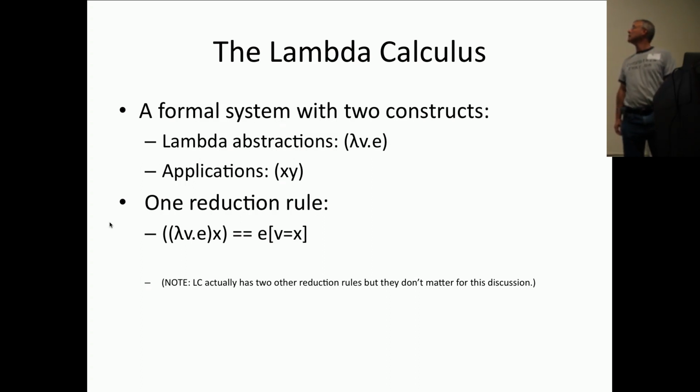It has lambda abstractions, which look like that, and applications, which in the original notation look like that, and one reduction rule that basically says to apply a lambda expression to an argument, you evaluate the expression part of the lambda expression with the variable substituted for the value that's being passed in as an argument. The original lambda calculus actually has two more rules called alpha reduction and eta reduction, but they don't matter for our purposes. That is it. That is all that the lambda calculus is.